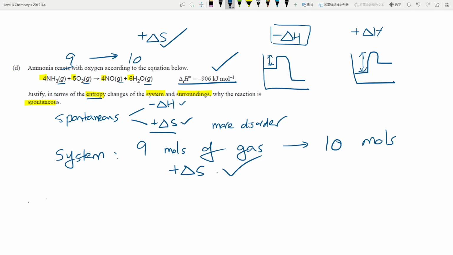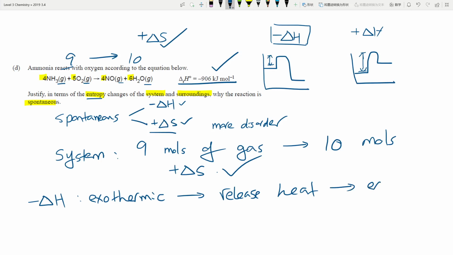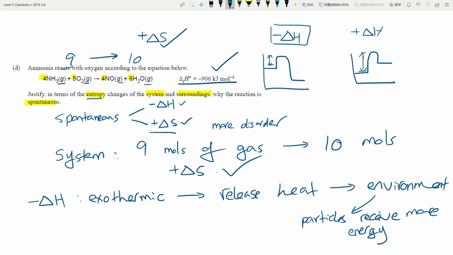And because the reaction has a negative enthalpy change, that means this is exothermic. What does exothermic mean? In terms of heat, it means you release heat, doesn't it? Where does the heat go? The heat goes into the environment, doesn't it? So the particles of the environment receive more energy, and when they receive more energy, what do they do? They vibrate, don't they? They move around more. If they move around more, is it more random or less random? Hopefully in your head you would have said more random.